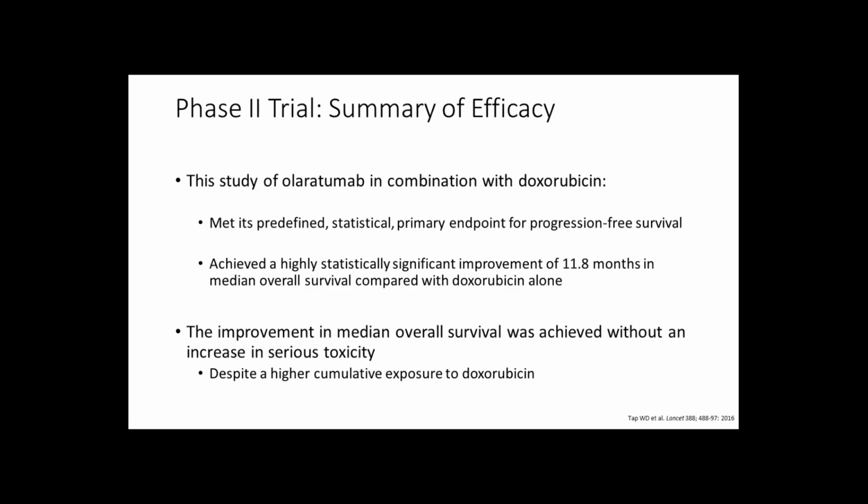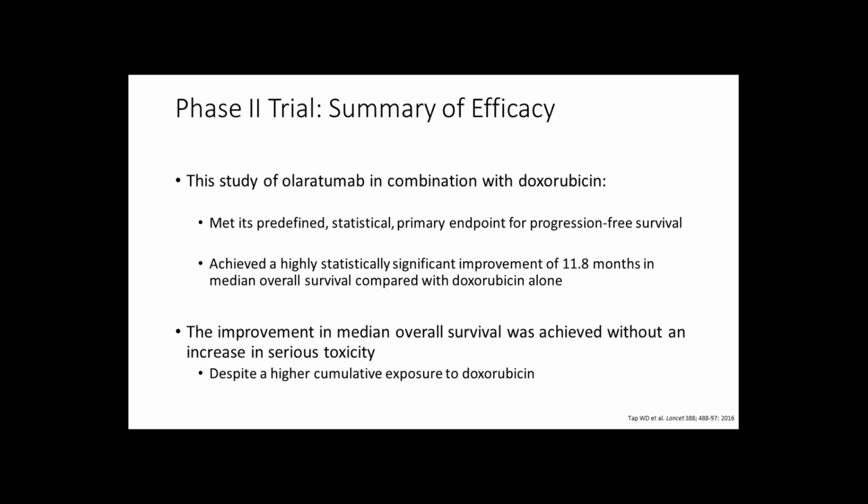So a summary of the phase 2 trial shows that the combination of doxorubicin and olaratumab met its predefined statistical primary endpoint for progression-free survival. But notably, the combination achieved a highly statistically significant improvement of nearly 12 months in median overall survival compared to doxorubicin alone. And this improvement in median overall survival was achieved without an increase in serious toxicity, despite the higher than usual cumulative exposure to doxorubicin.